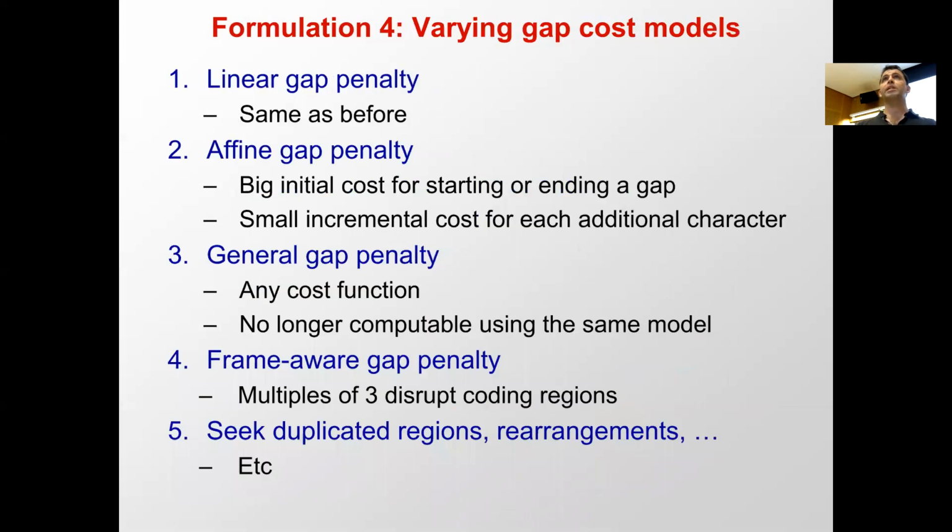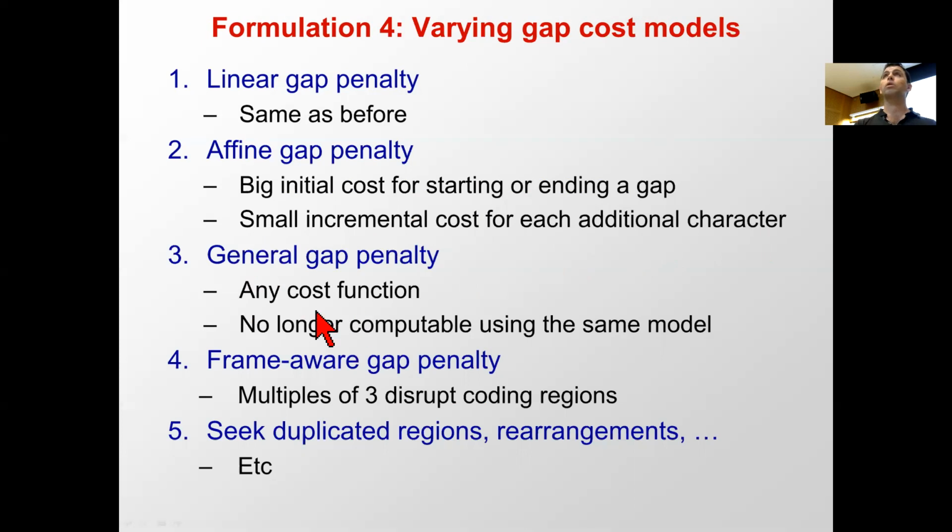So the next formulation is basically, I can actually recognize that starting a gap costs a lot more because DNA gets broken up, and then extending a gap of length 31 versus 32 is more or less the same cost, because once it's open, you may include a larger number of nucleotides without as much effort. And once you're done and you've repaired that gap, you then don't insert any more nucleotides. So basically, the linear gap penalty doesn't capture that aspect of the biology, but the affine gap penalty does. So you basically have some big initial cost for starting or ending a gap, and some small incremental cost for every additional character that you add to that gap.